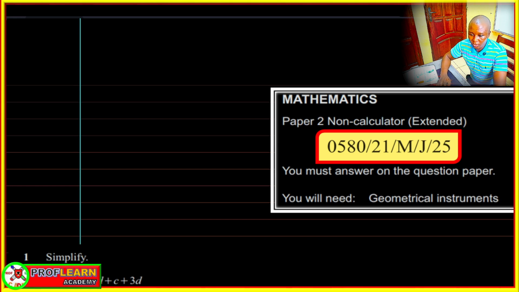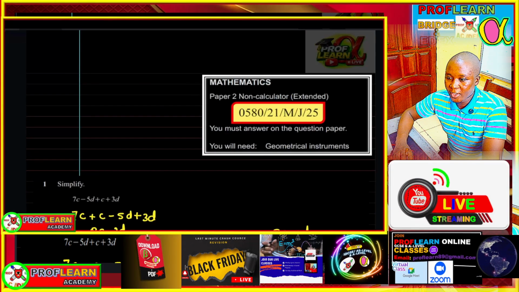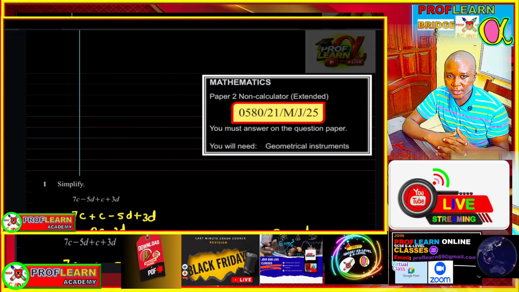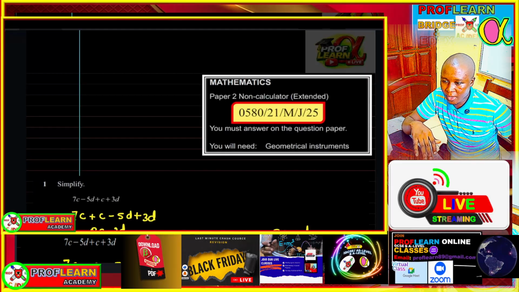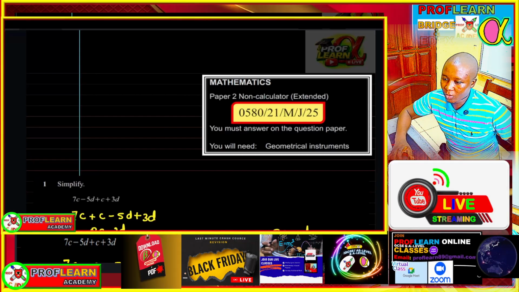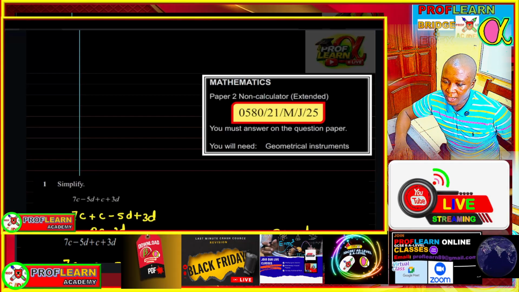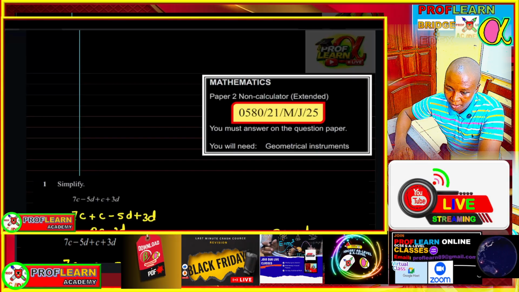In this particular tutorial, we are going to have a discussion on May-June 2025. So we are going to discuss some of the areas that candidates had to prepare on for the May-June exams, paper 2, the non-calculator paper. So we are going to have a candid discussion on how candidates were supposed to approach different questions so that you can be in a position to prepare for your upcoming exams.